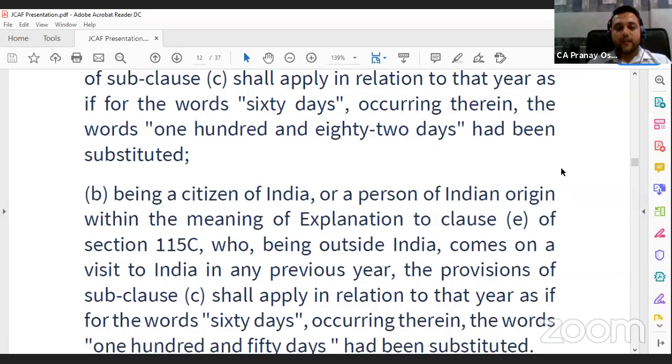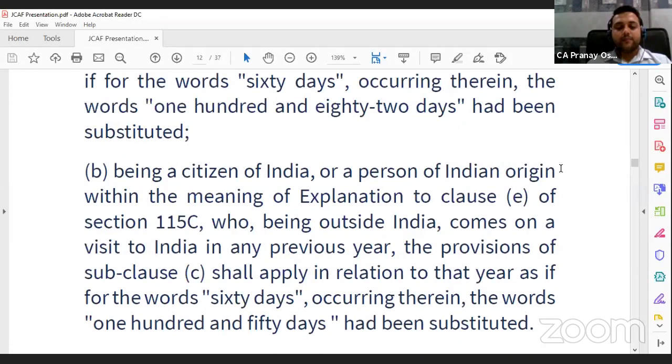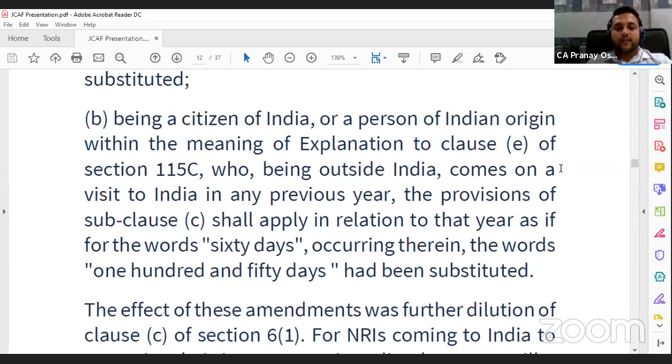Being a citizen of India or person of Indian origin within the meaning of the explanation to clause E of section 115C, who being outside India comes on a visit to India in any previous year, the provisions of subclause C shall apply in relation to that year as if for the words 60 days occurring therein, the words 150 days had been substituted.